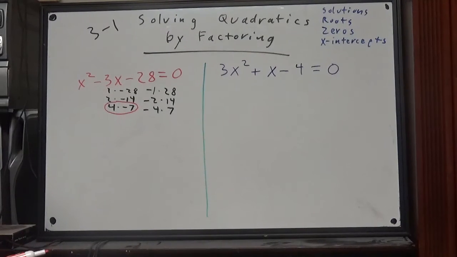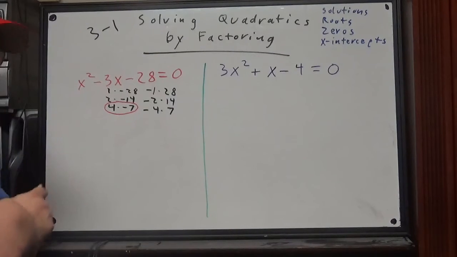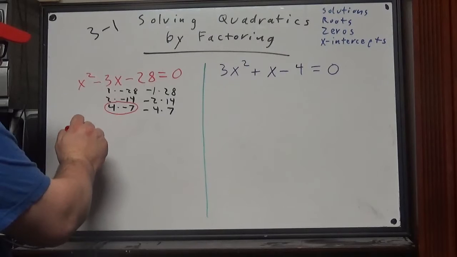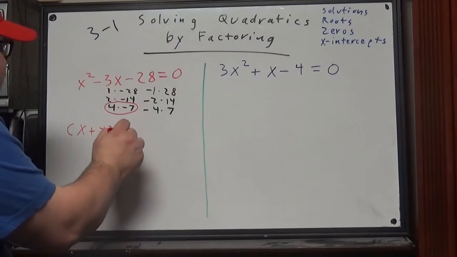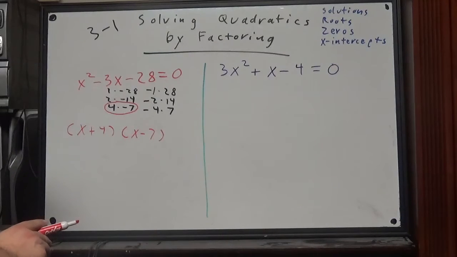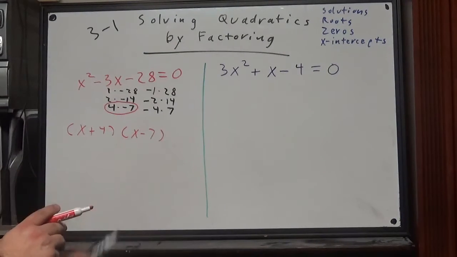Now, remember that when we were factoring quadratics, this is what we would write: x plus 4 times x minus 7. Well, the quantity of x plus 4 times the quantity of x minus 7. And then this is our factored form.